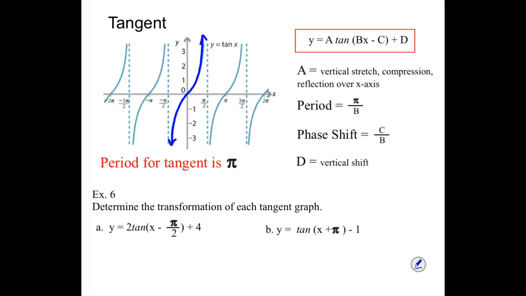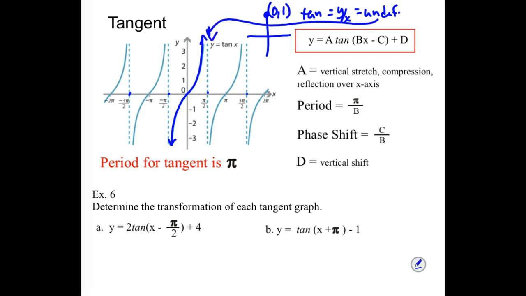And tangent is undefined at pi over 2, at 3 pi over 2, at negative pi over 2, negative 3 pi over 2, etc. The reason for that, think about your coordinates. At pi over 2, we are at 0, 1, and tangent is y divided by x. So if we take 1 divided by 0, we get an undefined value. So that's why we have those vertical asymptotes, those dotted lines.